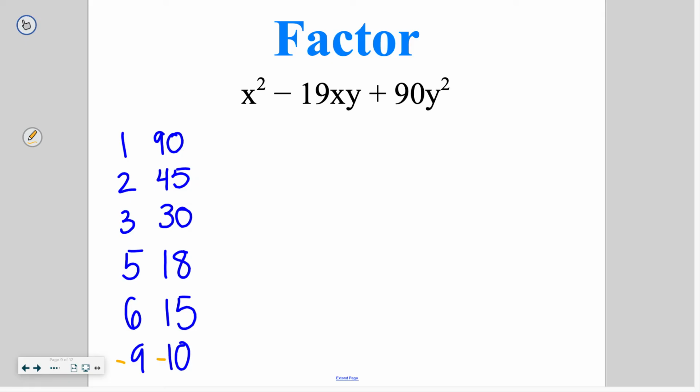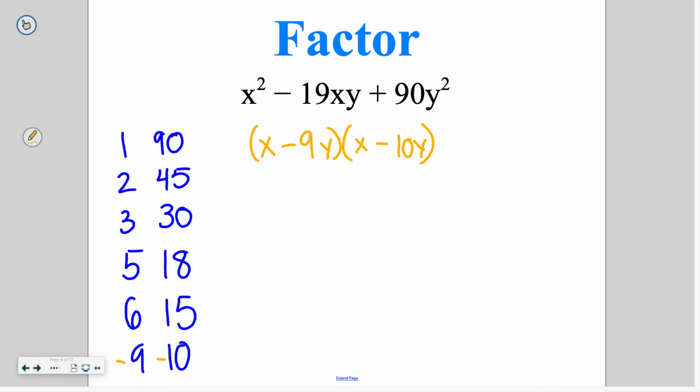Now, because we have double variables, that means that x is going to split up into x and x. The y in the back is split as y, and then you have to put in your numbers. So minus 9 and minus 10.